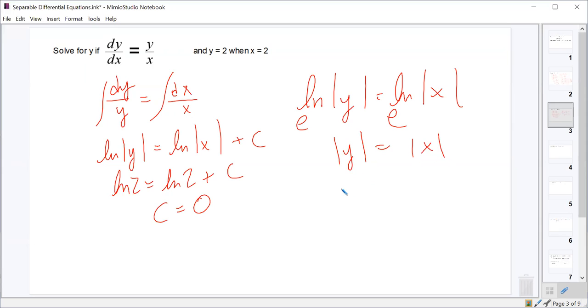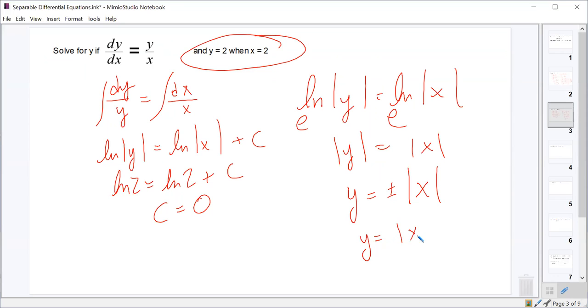And this gives us either the positive or negative when we do this. And we are obviously going to want the positive version of it because we need it to be true for our initial condition. So this just becomes y equals absolute value of x.